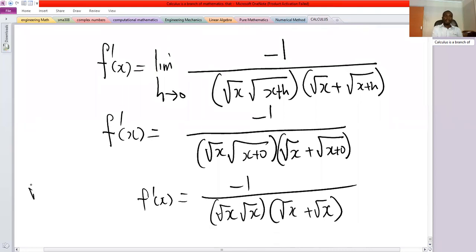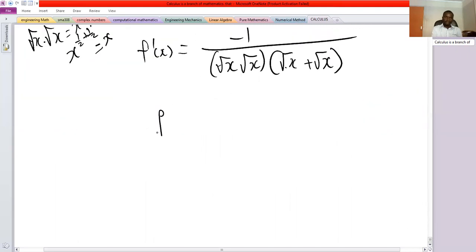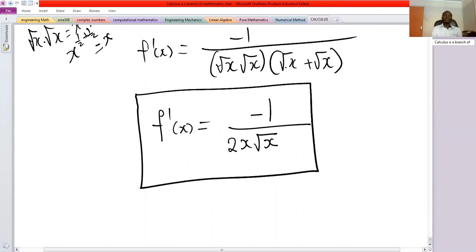Now root x times root x is the same as x power half times x power half. By the laws of indices we have x power half plus a half. Half plus a half is 1, so that's just x. And this root x plus root x is 2 root x. So f prime of x will be -1 over 2x root x. So this will be the final solution. Thank you.